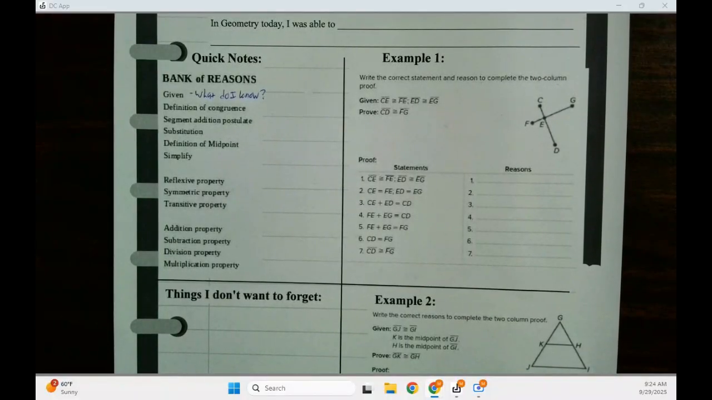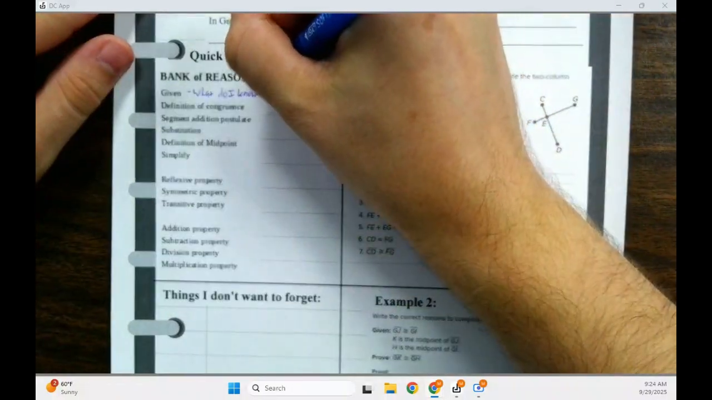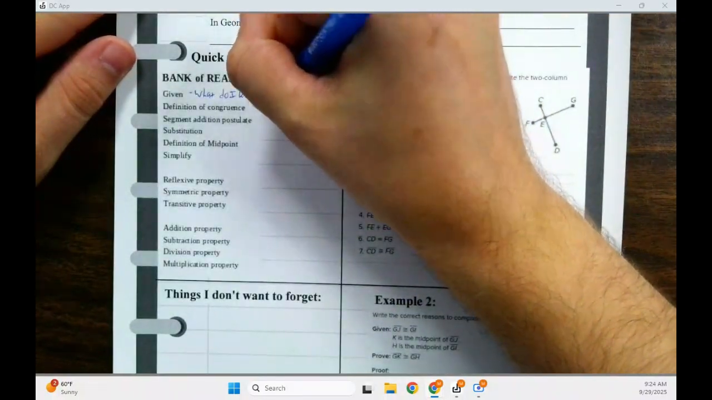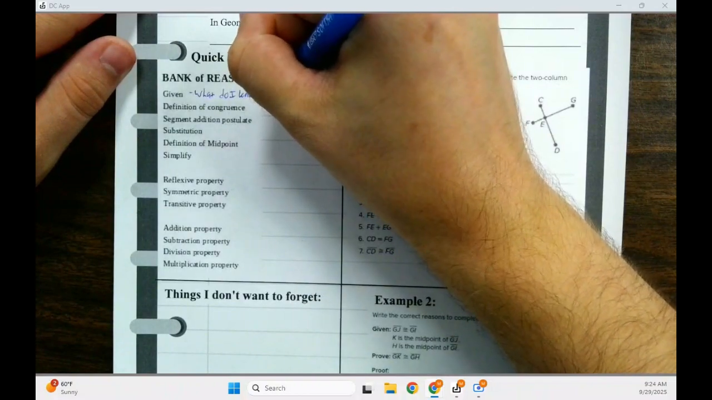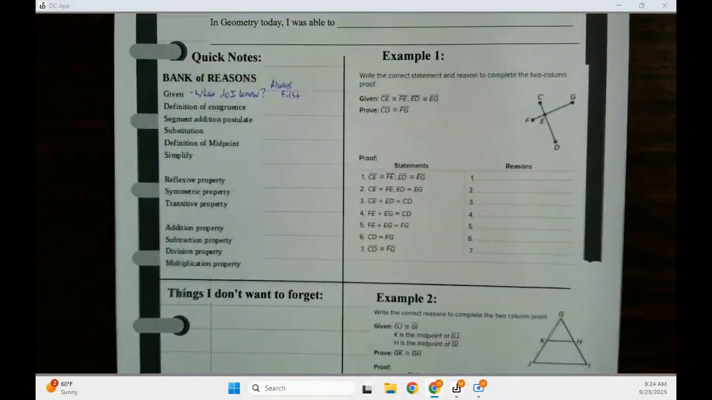It just did. So when I prove anything, the very first statement I'm going to say every single time, and if that's something you want to remember, I'd probably write that down, I'm going to say always first. It's always the very first thing I talk about: the given information, and the problem will tell it to me. It will say, "This is what's given."